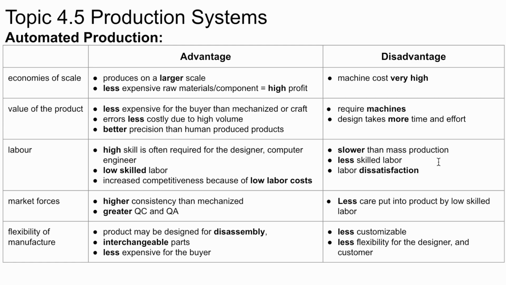It's slower than mass production and there's less skilled labor, and that means that the labor can be quite dissatisfied with their jobs because they tend to be quite boring jobs and not very interesting. You do get higher consistency compared to mechanized production, and that means you have greater quality control and quality assurance, but there's less care put into the product by the low skilled labor force.